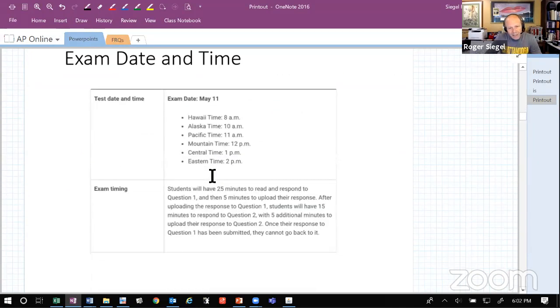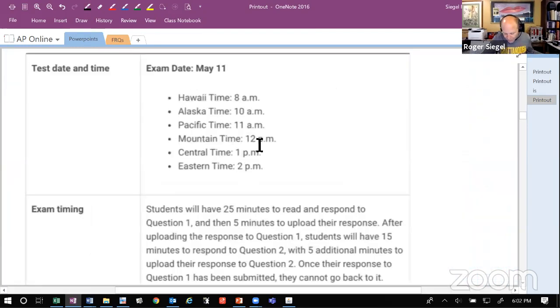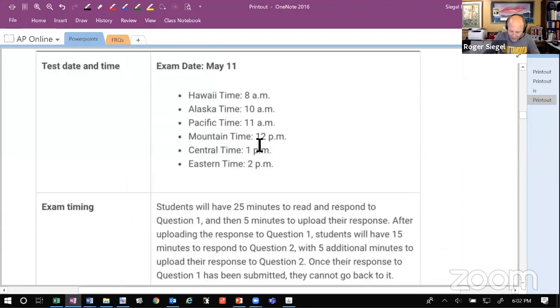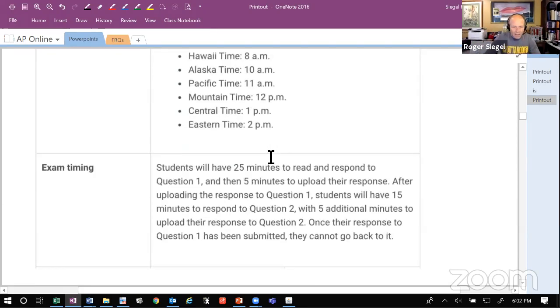Before we get started, I do want to remind you of your exam date and time, and that is going to be on May 11th, and depending on where you are is going to dictate what time you're going to take the exam. So please make note of your times. Go ahead and put them in your calendars. Tell your parents, and make sure that you have a nice, quiet, and calm place where you're going to sit down and take the test.